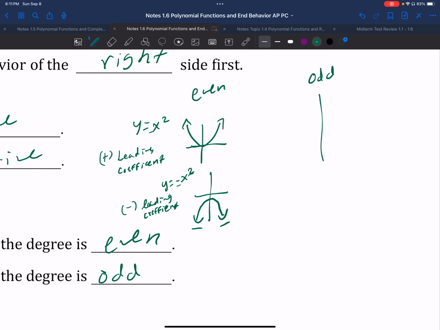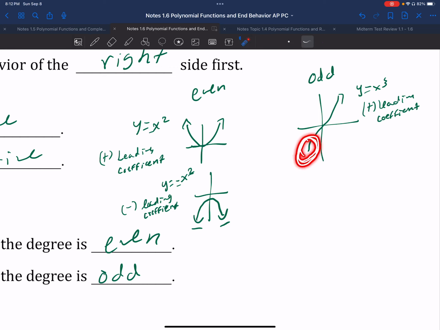Now let's look at the odd. So if I have y equals x cubed, again, odd degree function with a positive leading coefficient, then I can see that the limit as x approaches negative infinity is going to be negative infinity, and the limit as x approaches positive infinity is going to be positive infinity.